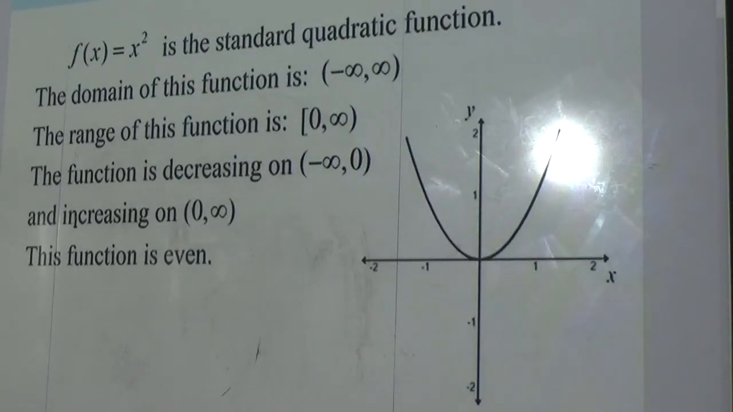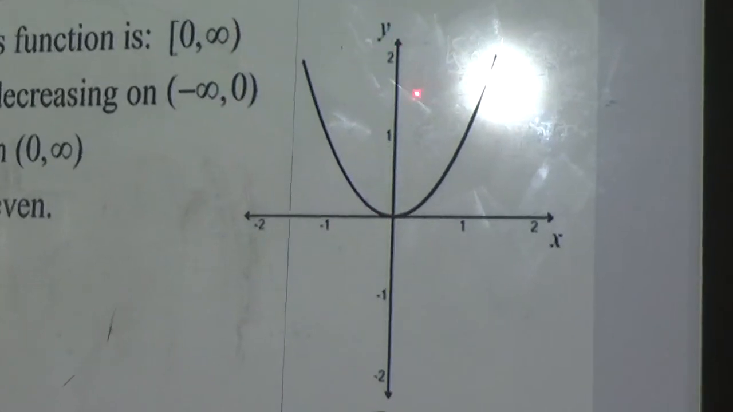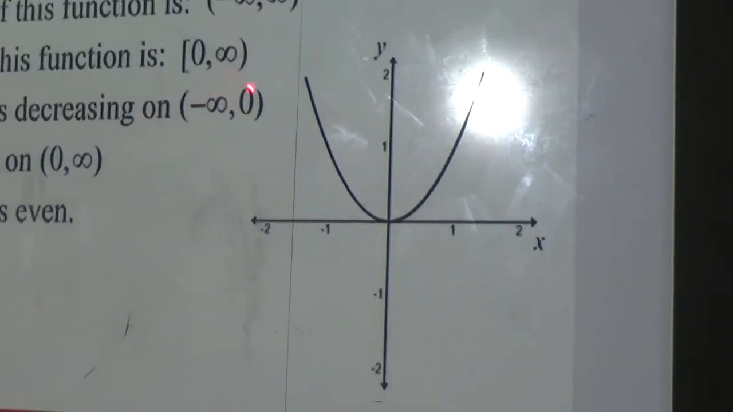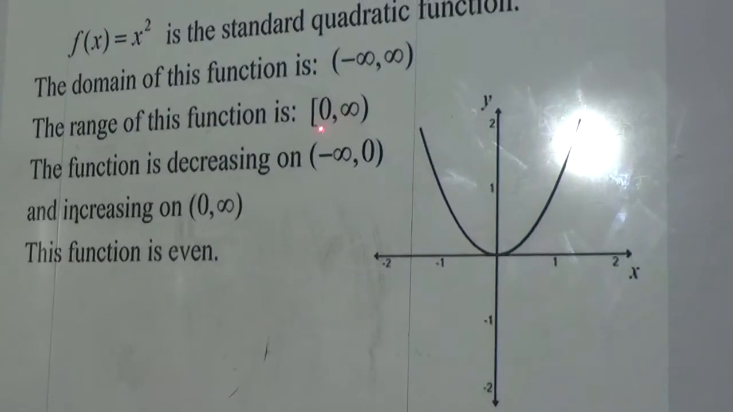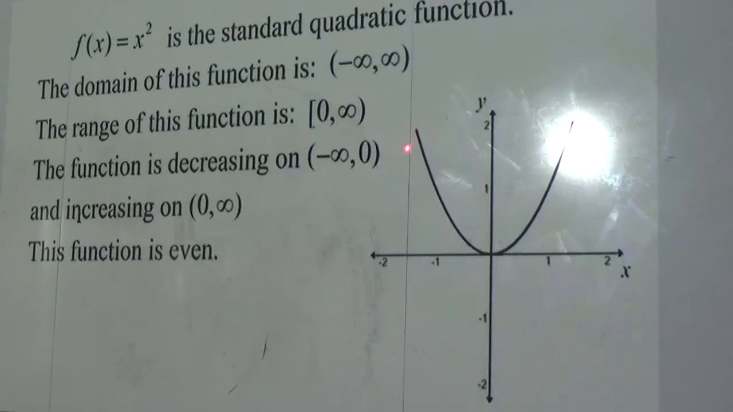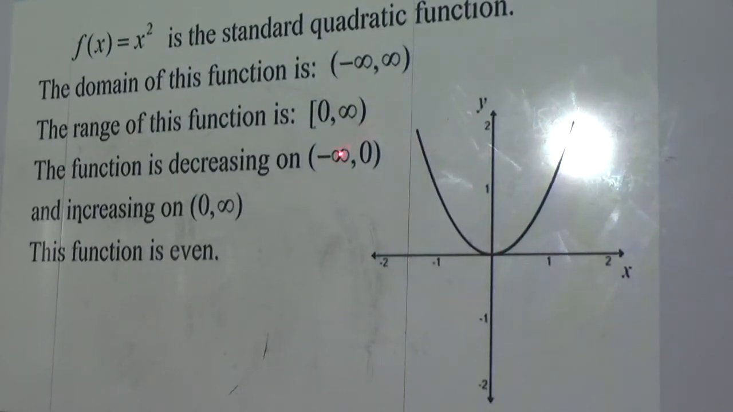x squared we looked at in the quadratic section. This is the simplest quadratic equation, or function, as we're now calling it. And it looks like this. It's a parabola where its vertex is at the origin, 0, 0. So again, we look at the important things. What is the domain? All real numbers. The range: there's no negative y's, so it starts at 0 and goes to infinity. Decreasing from negative infinity to 0, increasing from 0 to infinity, an even function.